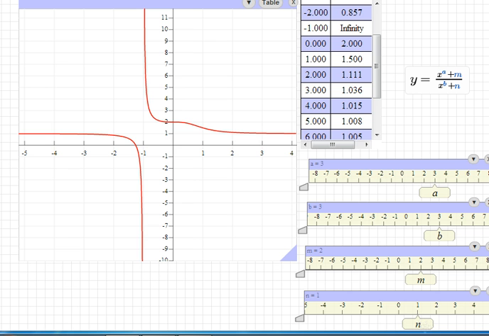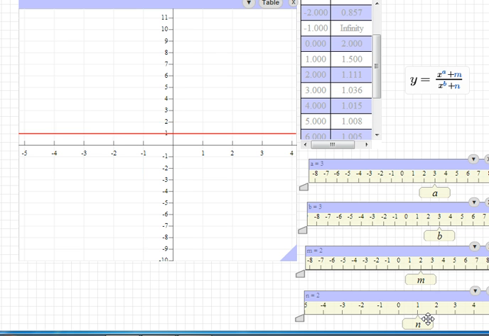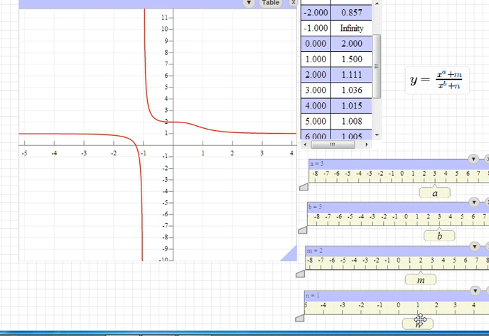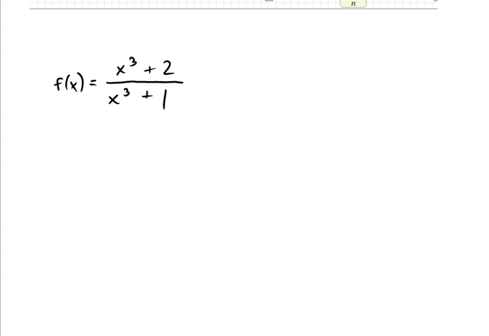Let's just give some arbitrary values for m and n. So this is the function x to the third plus 2 over x to the third plus 1. And it looks as though we have a horizontal asymptote, and we need to figure out where that is. While we're at it, we'll also take a look at where the vertical asymptote is. So let's actually start with the vertical asymptote.